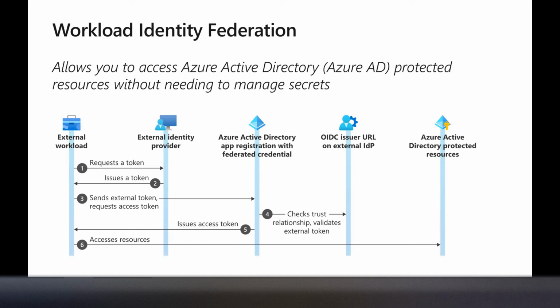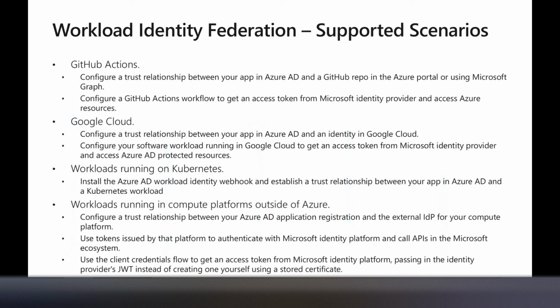Okay, there's a question in the chat. Please go ahead. Yeah, there's a question in the chat. It's not my question, but it's a good question. He wants to know which external IDPs are registered with Azure Active Directory, for instance, Okta. Yeah, that's a good one. So right now, these are the supported scenarios in preview.